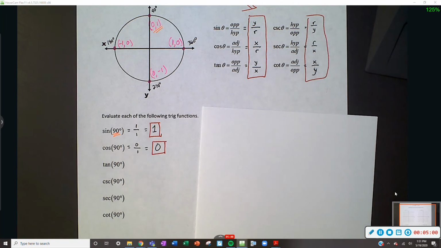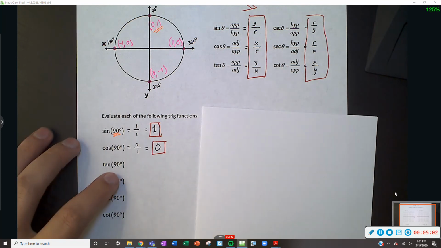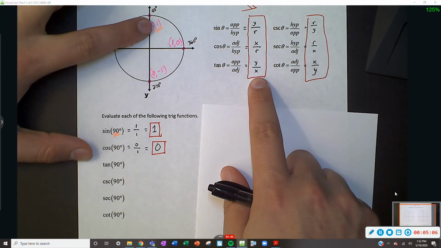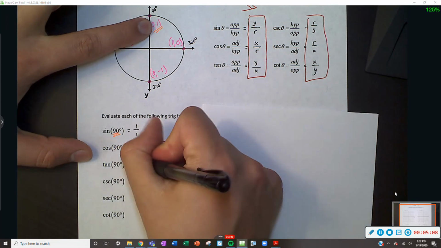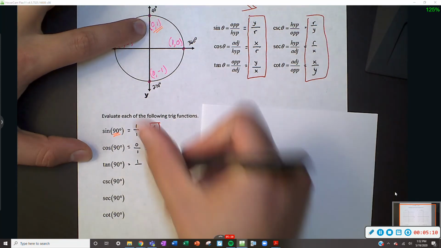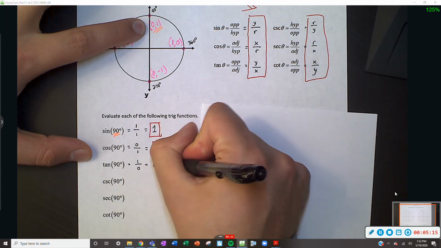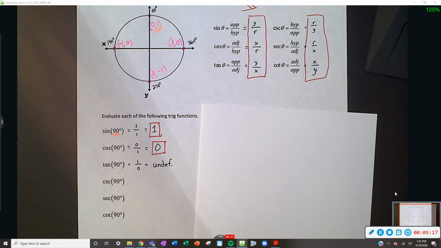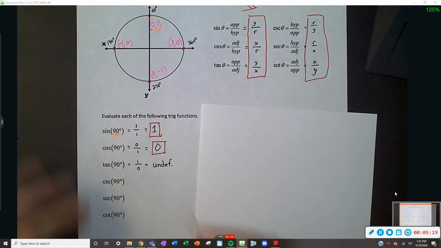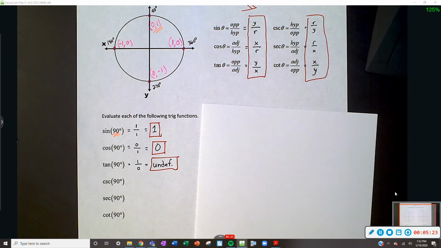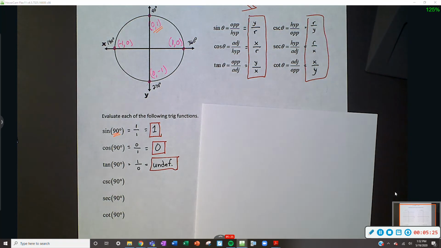Next up, tangent of 90 degrees. So tangent is going to be y divided by x. So the y value is 1. The x value is 0. Anything divided by 0 is going to be undefined. Now again, don't say 0. Don't say that there's no solution. It is undefined. Again, anytime you see 0 as that denominator, it's going to be undefined.